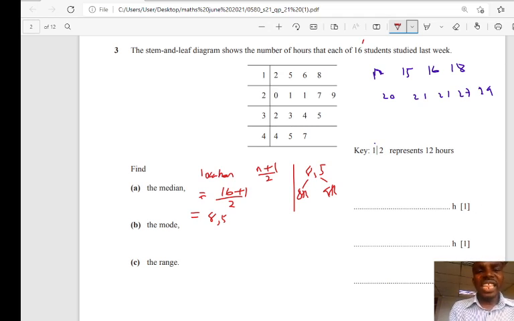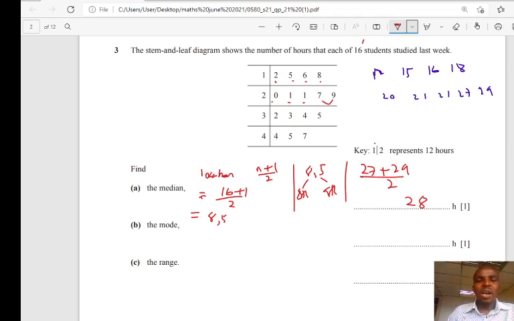Which one is the 8th and the 9th term? 8th, you can say 1, 2, 3, 4, 5, 6, 7, 8. So the 8th and the 9th are 27 and 29. So median will be 27 plus 29 over 2. So you get 28. Then you are done.